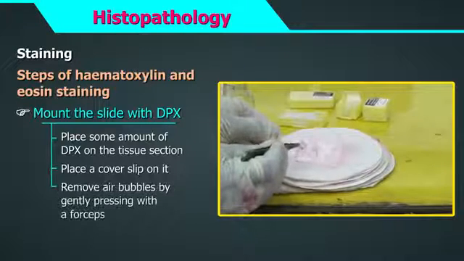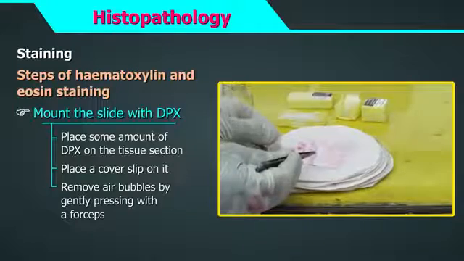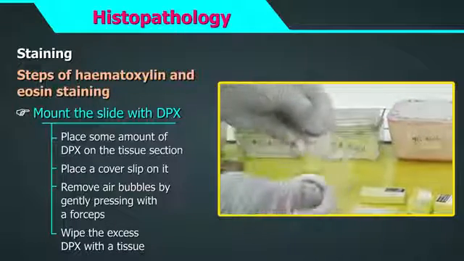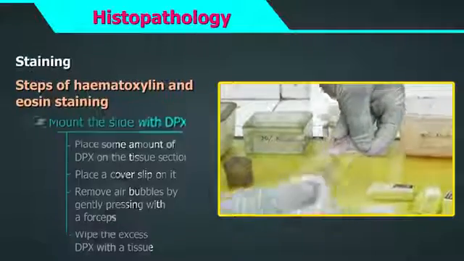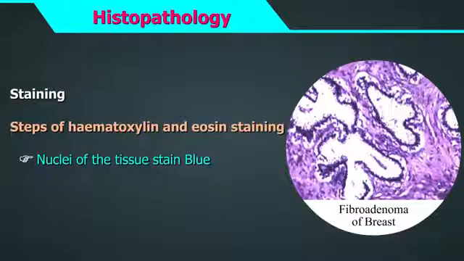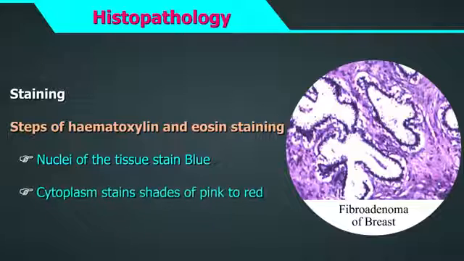Remove air bubbles by gently pressing with the forceps. Wipe the excess DPX with a tissue. The slide is now ready to be viewed under the microscope. The nuclei of the tissue stain blue, while the cytoplasm stains shades of pink to red.